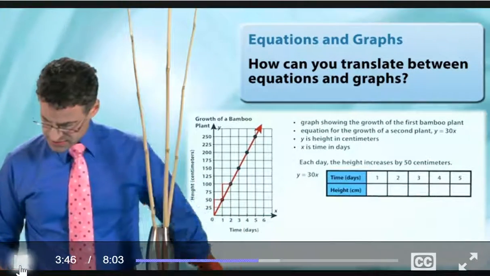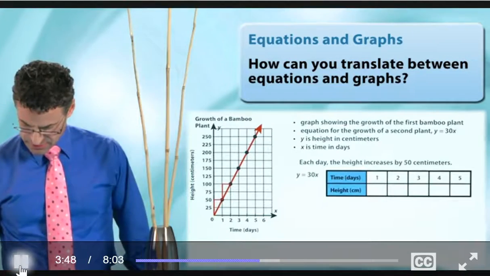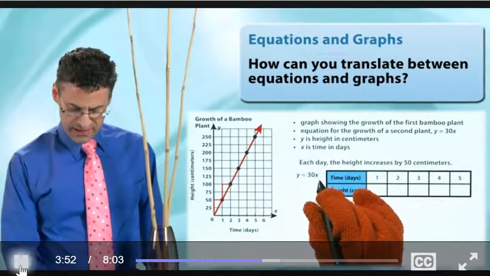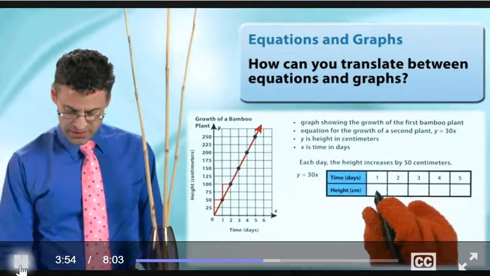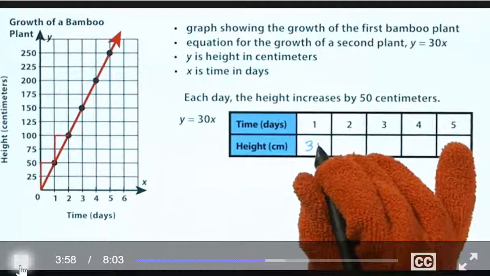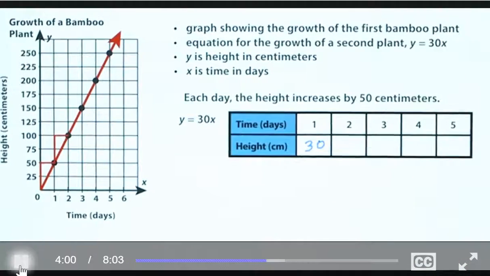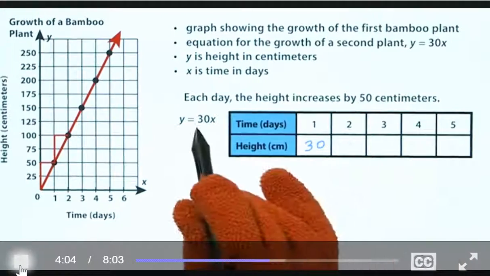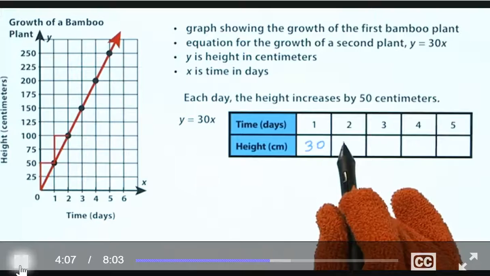So if we try it, what we see is the following. If one day we plug in 1 for x, we see 30 times 1, that's going to be 30. So the height is 30. If we plug in 2, if there's 2 days, then x equals 2. If I put in 30 times 2, that's going to be 60.